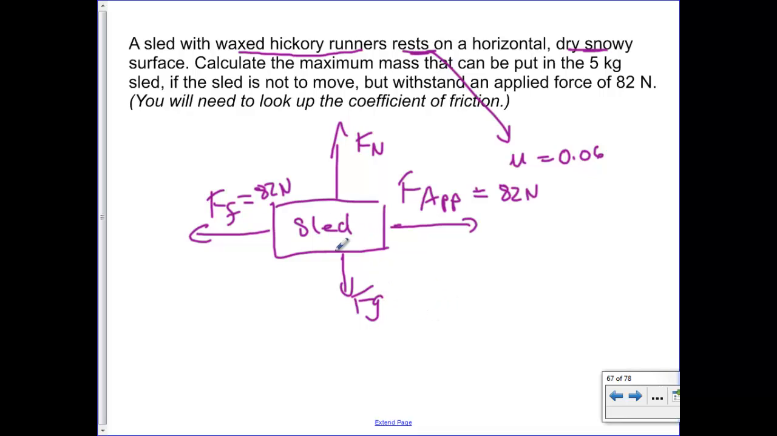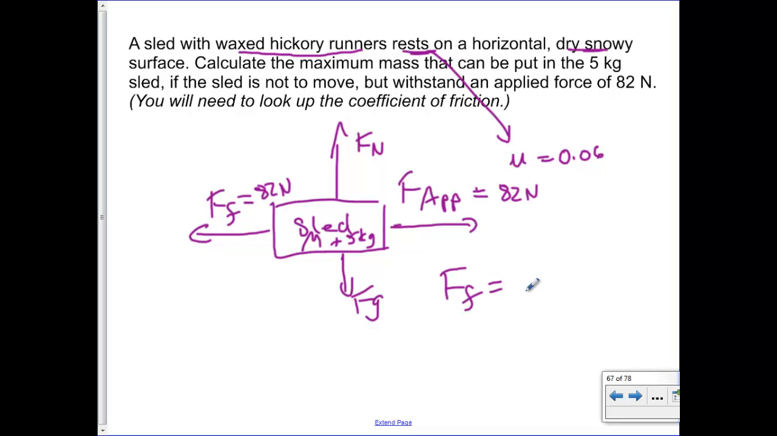Do we know how heavy this sled is? We know the sled itself is 5 kilograms, but what about the stuff that goes inside the sled? That's actually what we're looking for. We need to figure out the mass, and we need to add 5 kilograms to it. Makes sense? So let me grab a formula here.